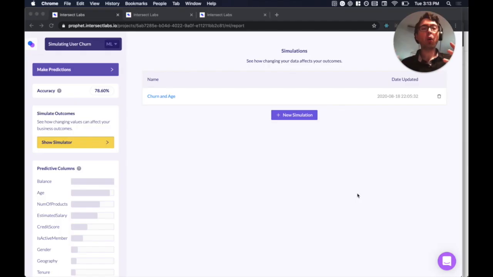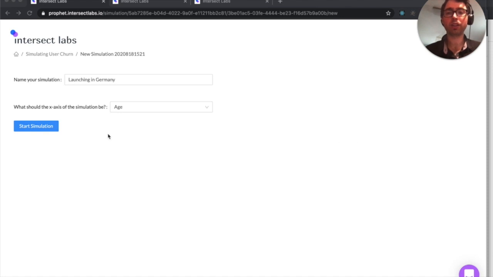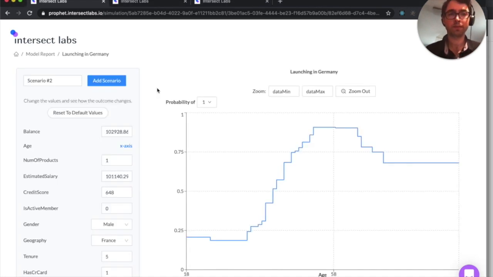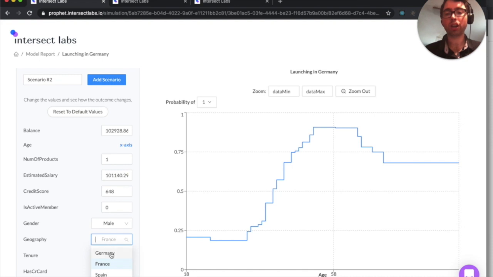Let's say, though, we're thinking about planning a new marketing campaign and sending it out into a new demographic, say Germany. We want to jump in and understand who is going to be likely to use our product and remain on it. I'll name my simulation Launching in Germany, and again put age in the x-axis to view the demographics. Again, we begin with our most average, typical user. Let's start looking at the geography of Germany and German women specifically. I'll create a new scenario.